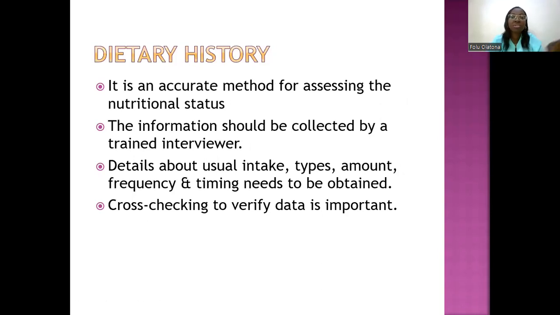The third method is dietary. What are you seeing on your screen? What's on your screen? Dietary history.